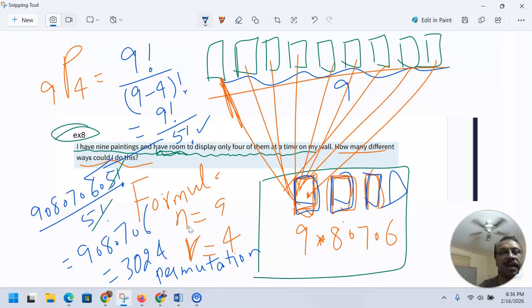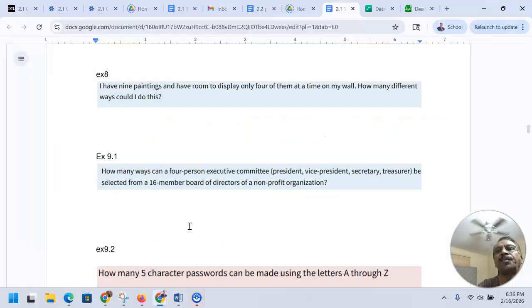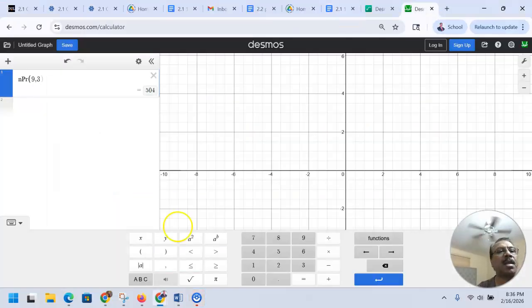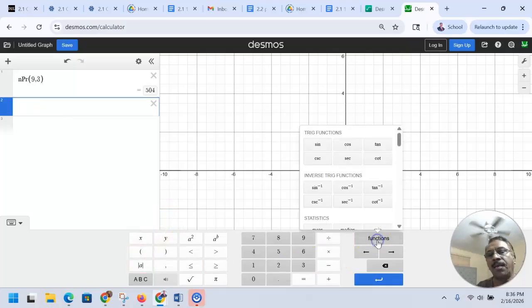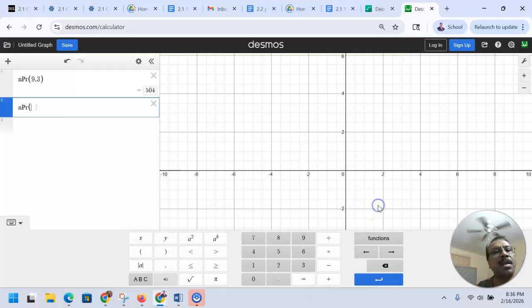So how do we use the calculator? Same thing I already showed you. You can click here, and let's see, I want to go to the next one. Click on the function and go all the way down and then put 9. So put 9 comma 4 and you get the answer. See? So this is how you do it.